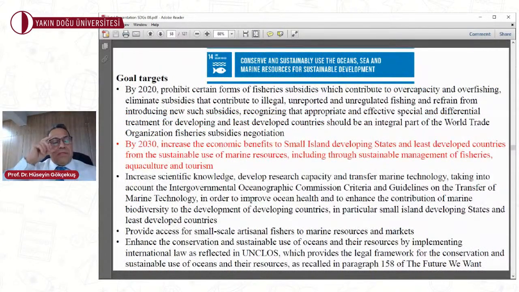By 2030, increase the economic benefits to small island developing states and least developed countries from the sustainable use of marine resources, including through sustainable management of fisheries, aquaculture, and tourism.